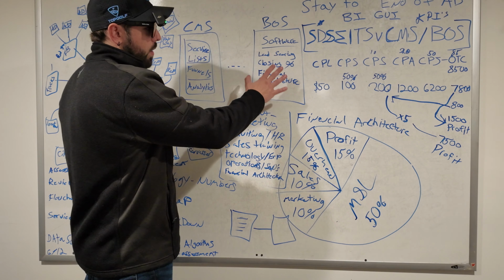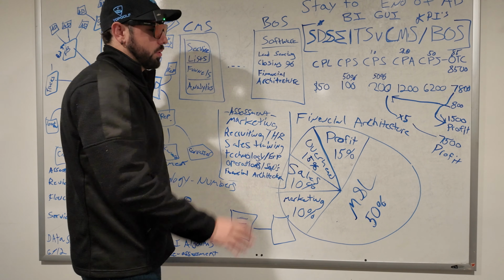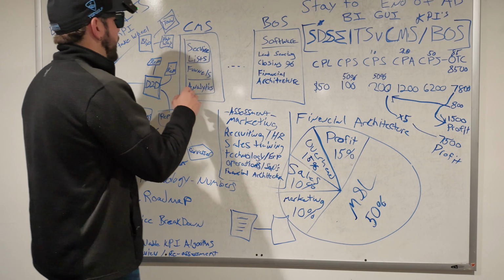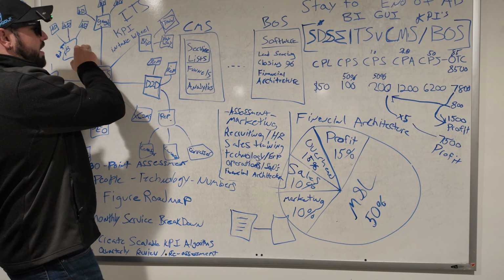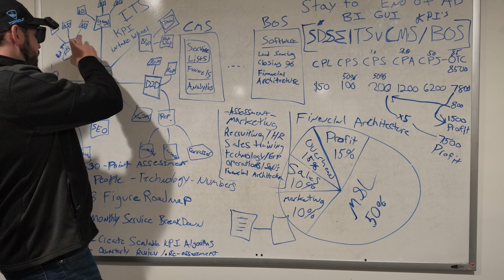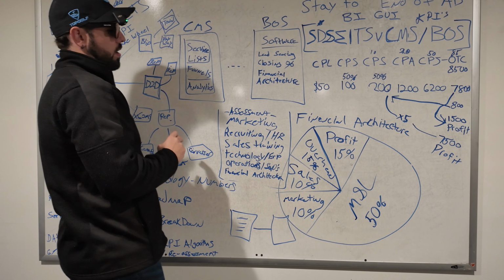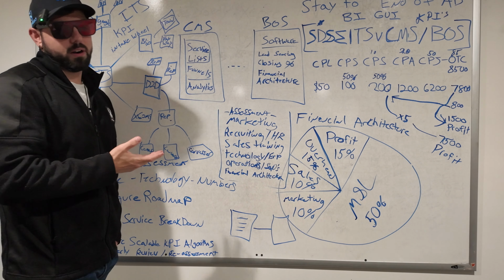The reason it's important to do lead scoring and assess the closing ratios is because, let's say leads come in from Facebook or Google, and let's say they're coming in with a lead score of like 4 or 5.